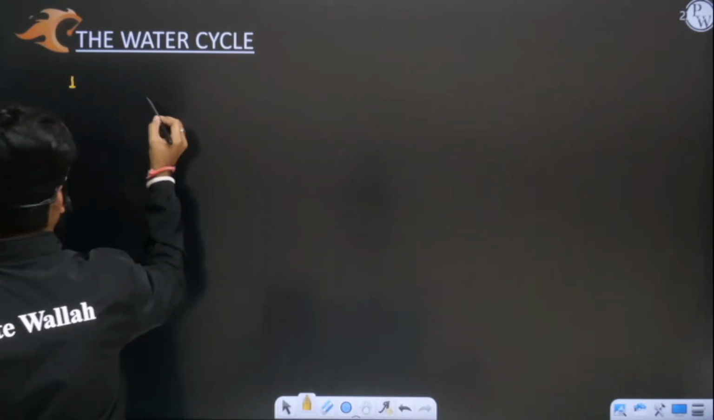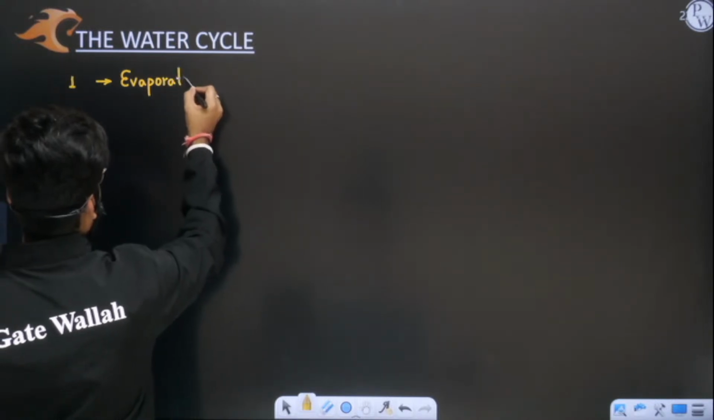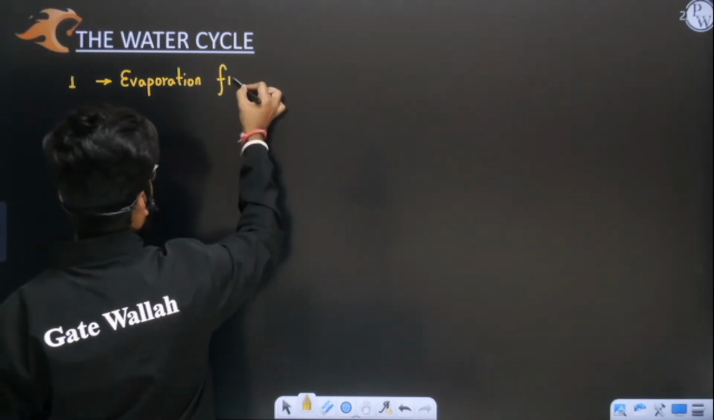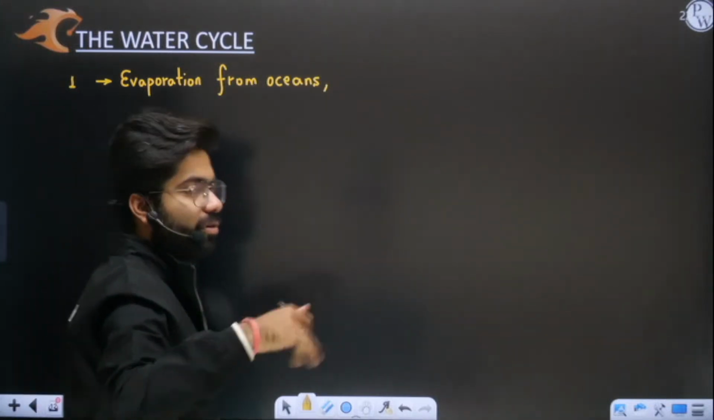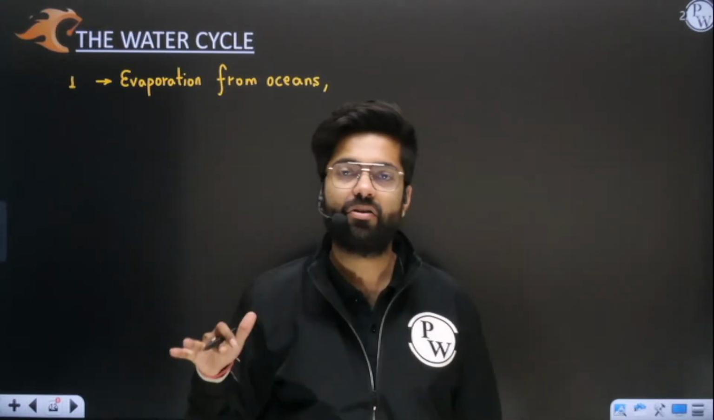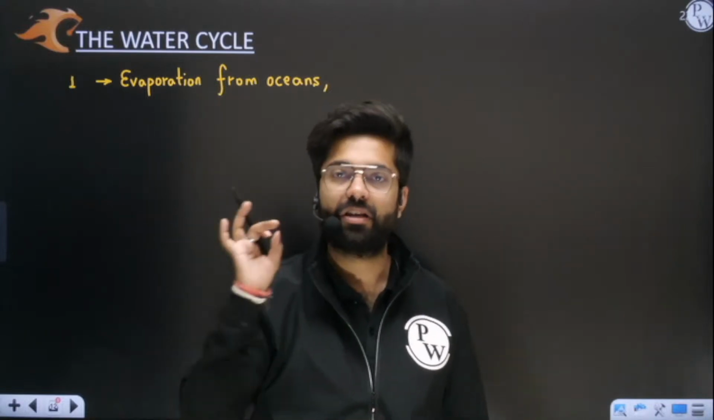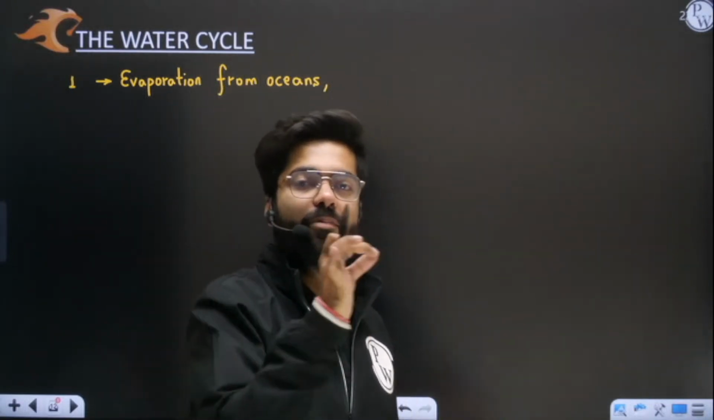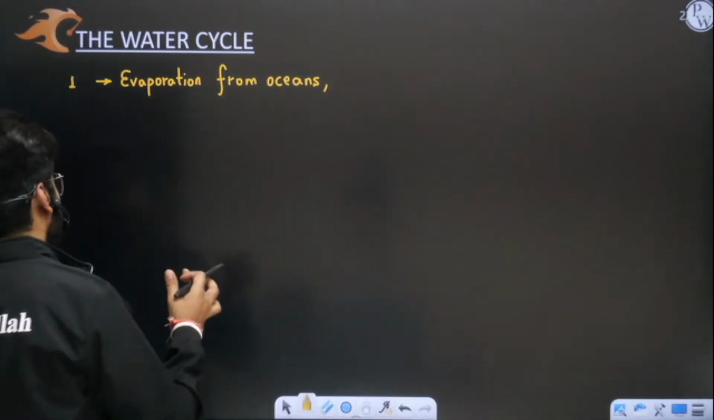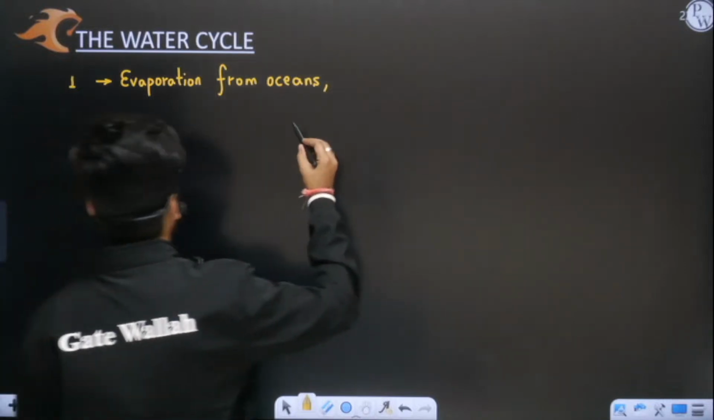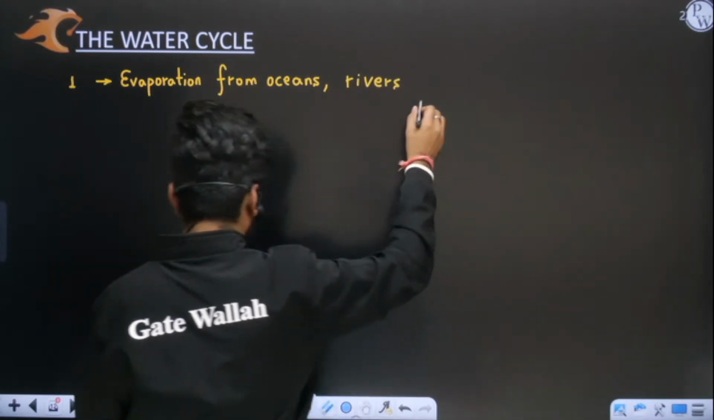1 is simply evaporation. I will write all the phases one by one. 1 is evaporation from oceans basically. And you need to understand, not only oceans. Oceans have more surface area and more water. That's why most of the water will be evaporated from oceans only. Less water will evaporate from rivers and lakes, but 1 will indicate evaporation from oceans, rivers, and soil.